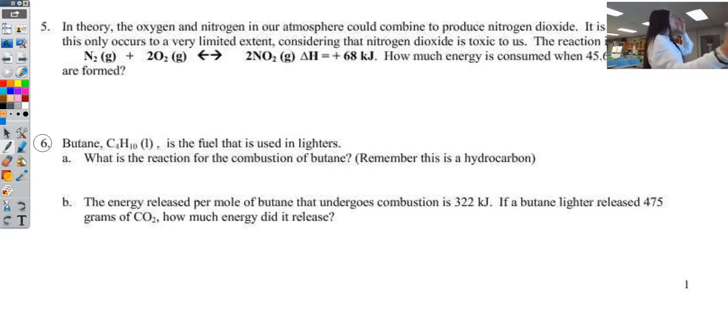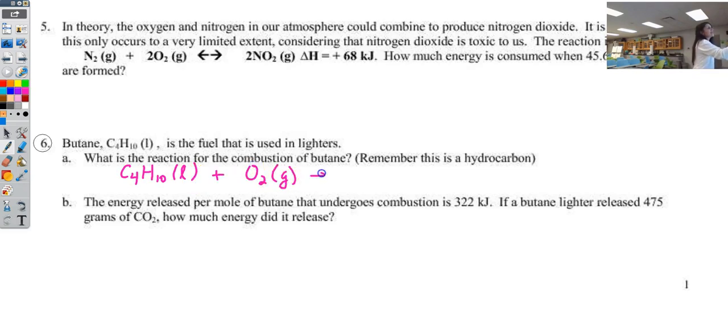Let's come down to number 6, because I wanted to do this one with you. This one is supposed to be done in class. It says, what's the reaction for the combustion of butane? It's a hydrocarbon, and they're giving us what butane is anyway. So we know it's C4H10 plus O2, oxygen gas, because we're burning it. And when you react O2 with a hydrocarbon, it always creates CO2 gas and H2O liquid, very typical of a combustion reaction.